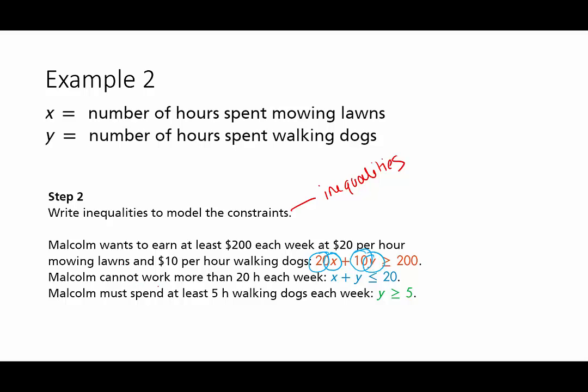Malcolm cannot work more than 20 hours. So the number of hours he works for mowing lawns plus the number of hours he works for walking the dogs has to be less than 20. And then the last sentence, Malcolm must spend at least 5 hours walking dogs each week. So that is a given that he has to do. So our walking the dogs, which is our y variable, has to be greater than or equal to 5.